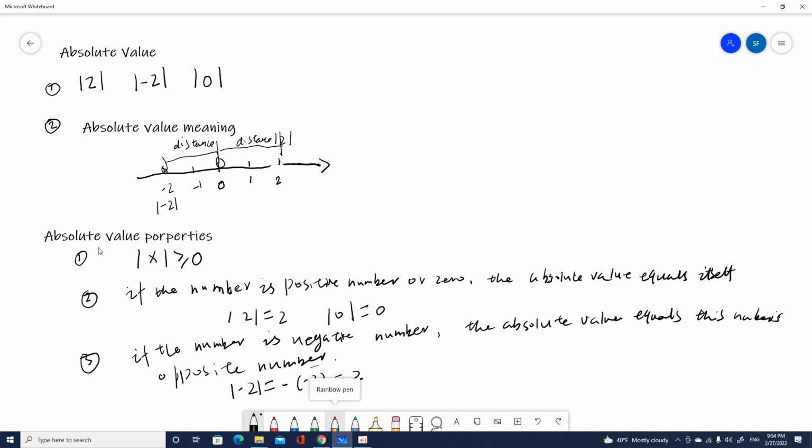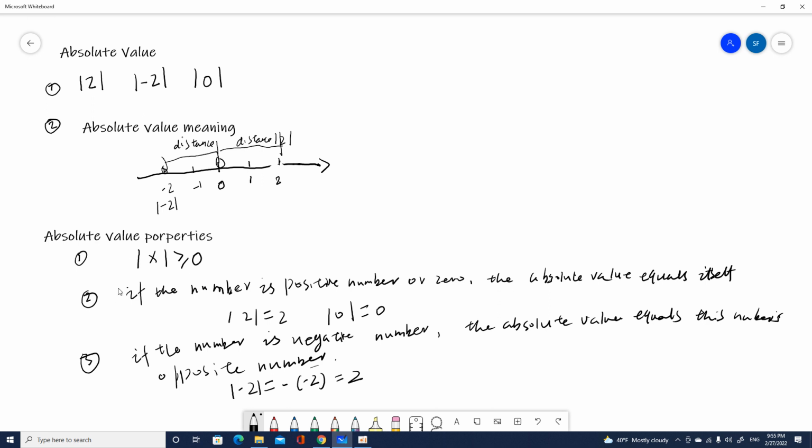Okay, so that is everything about the absolute value. First, absolute value means this number's distance to the origin point. This is the absolute value meaning. The second thing is always remember any number's absolute value is always greater than or equal to 0.